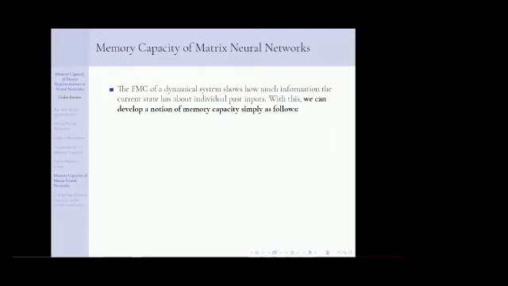We can just sum over all the i's. Then what will that give us? It will give us how much information the current state has about all the past inputs. And this is exactly what we would mean naturally by memory capacity. How much do I remember currently of what happened to me in the past? And how much information do I have in my brain about what happened in my past? This is exactly what you mean by Fisher memory capacity. And this is exactly what we do now.